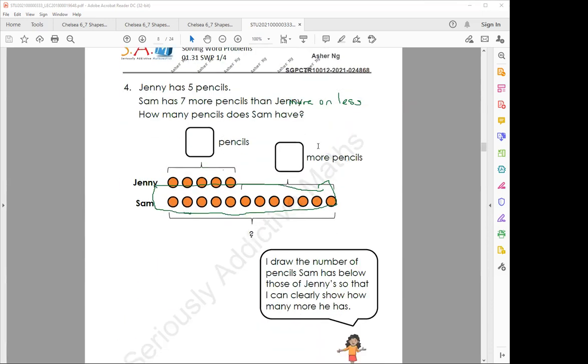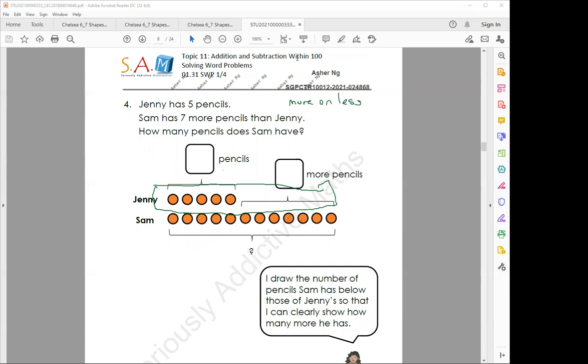Now, number 4, you need to go through with them. Why? Because it has the word more here. So as you go through the question with them, get them to read the question, and ask them, is the word more in there? 7 more. That means they have to compare. Now they have to compare, which means they have to draw a comparative model, or at least they have to draw 2 bars, 2 rows. Okay, highlight this to them.